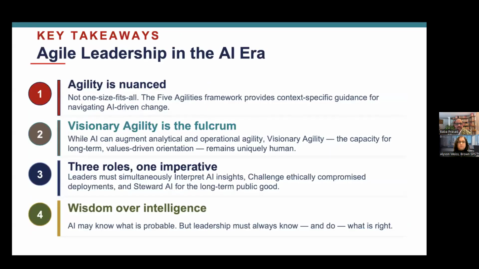So, agility is nuanced. Just some key takeaways here. Agility is nuanced, in that there's not one kind of agility, but five agilities. And these five agilities play in as you solve a problem. Visionary agility is very critical. It is often neglected because people are acting at the speed of things. So analytical, operational, all these things are working and they're providing quick answers. But visionary agility comes in like the rudder for a boat and gives it direction. Then the three roles: interpretation, challenging, and stewardship.